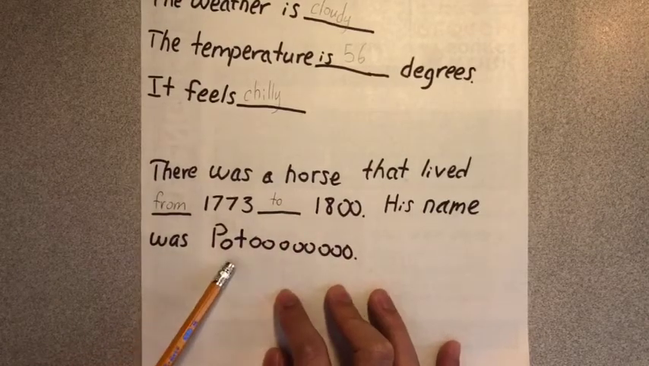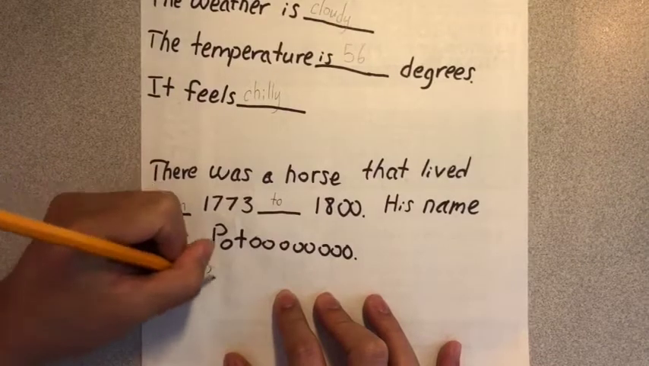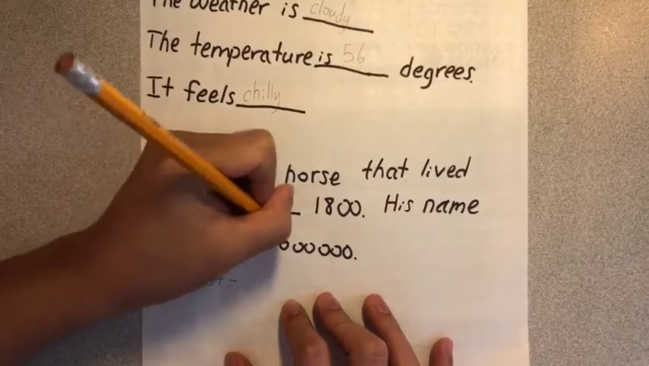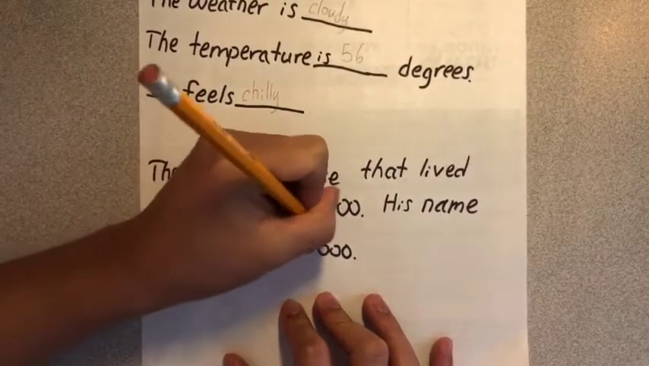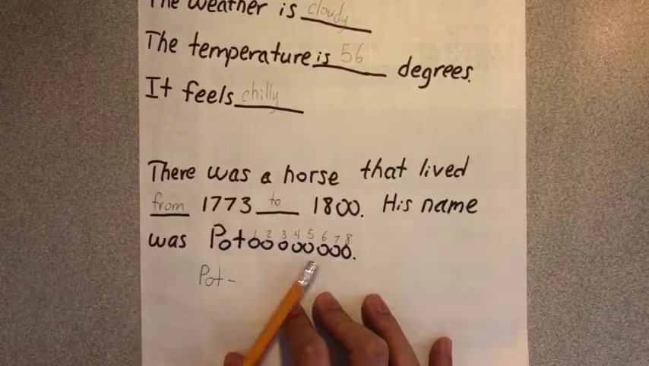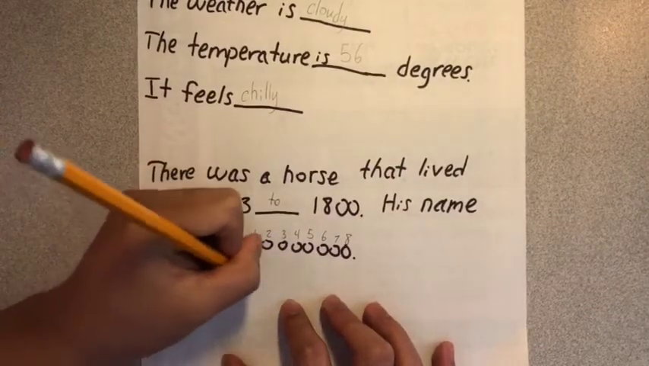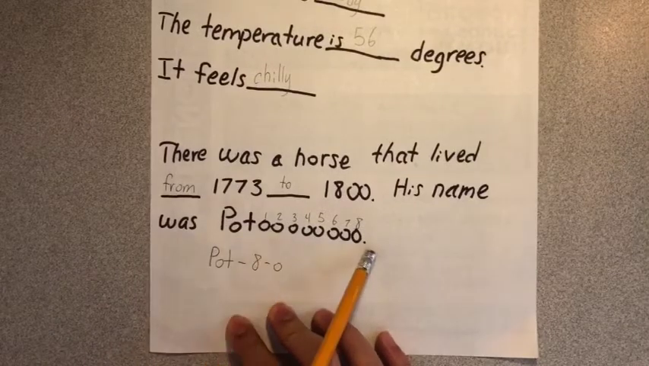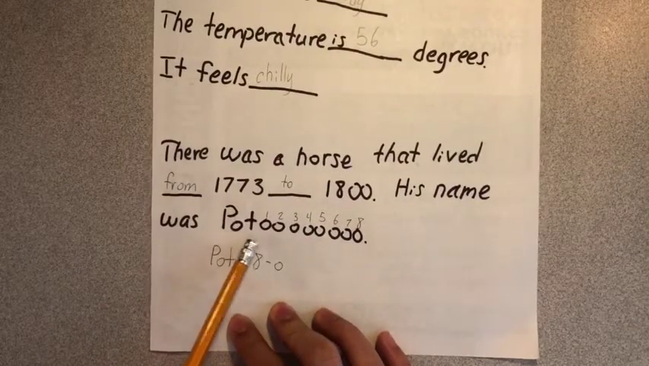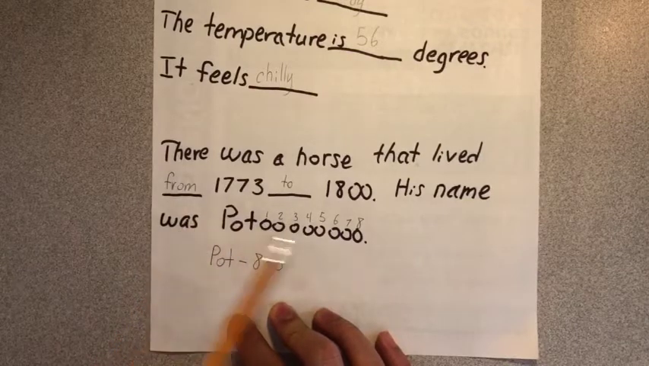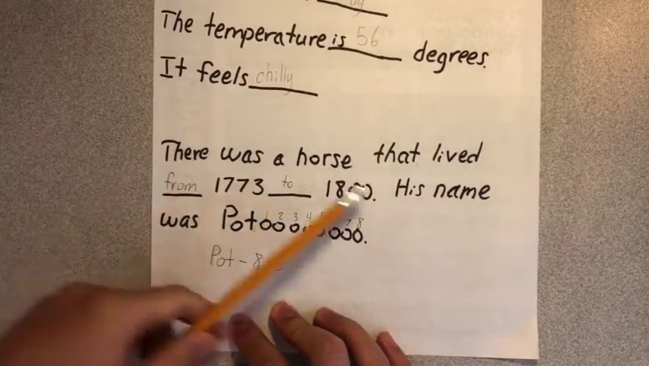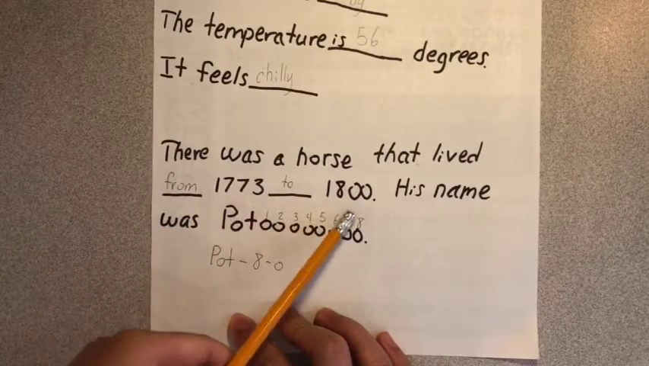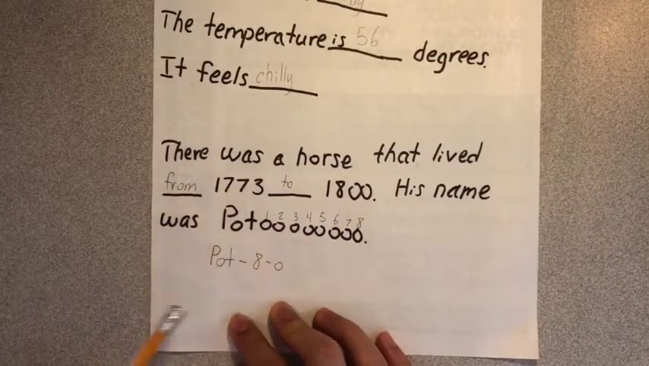His name was Potato, because there are 8 O's here. We have 1, 2, 3, 4, 5, 6, 7, 8 O's. Pot, 8 O. His name was Potato. There was a horse that lived from 1773 to 1800. His name was Potato.